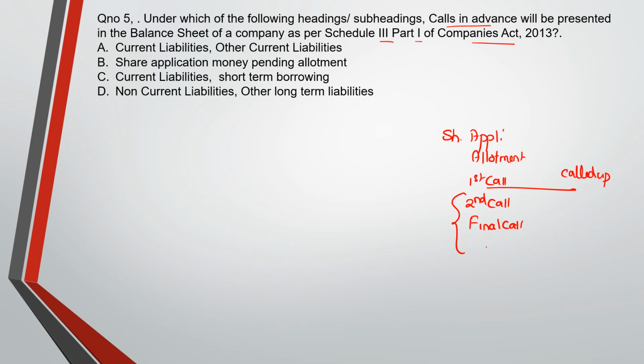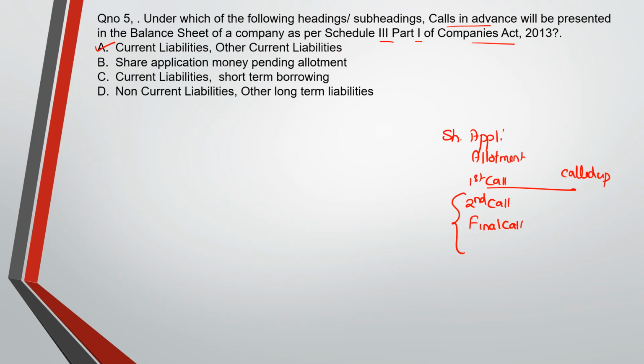Then, having received in advance the money which it has not yet called up, the company will have to keep it in a separate account called the calls in advance account. Now, under which heading and subheading of Schedule 3 Part 1 of the Companies Act would this come? Basically, this amount would come under current liabilities, under the subheading Other Current Liability. That is the right option.